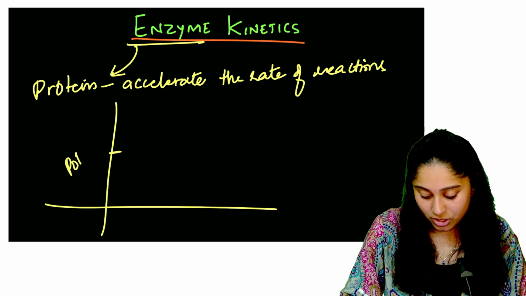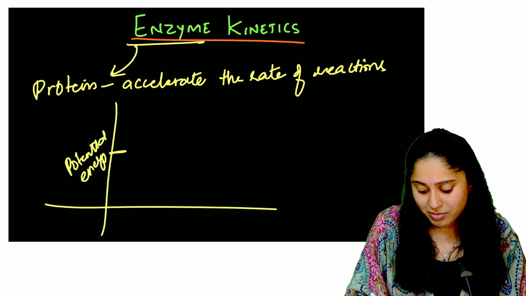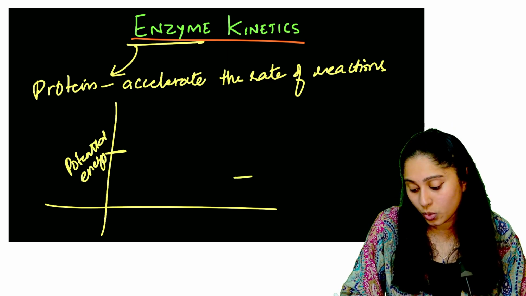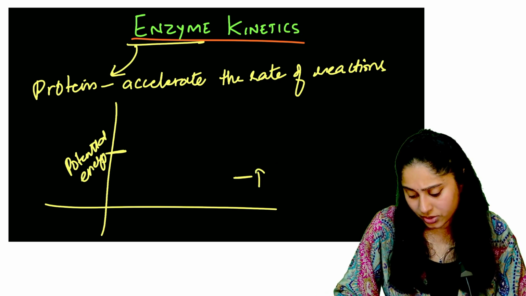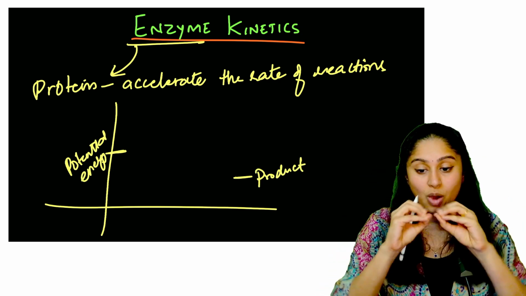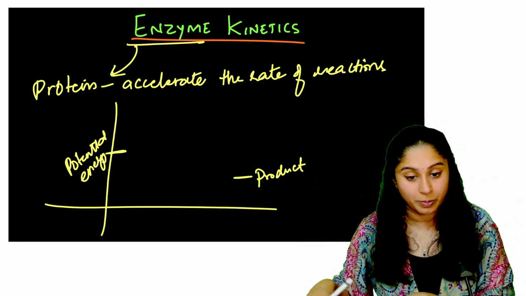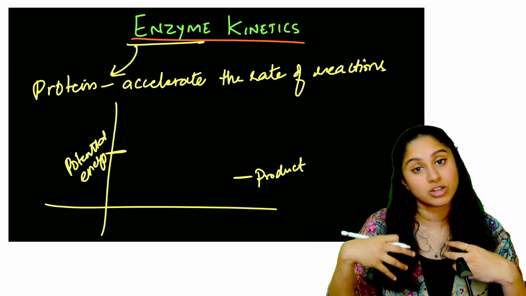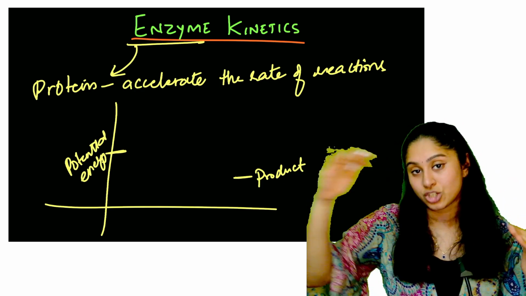Now how exactly it does this: let's say I have a substrate at a certain potential energy level. This substrate has to get converted to some product. If the product is at a lower energy level, I need to give out energy, so that becomes an exothermic process and I will get to the product. If the product is at a higher energy, I will have to take in more energy, so that becomes an endothermic reaction and I will take in some energy and reach the product.